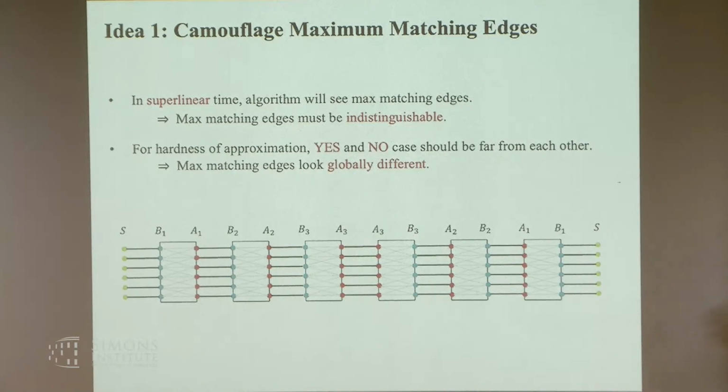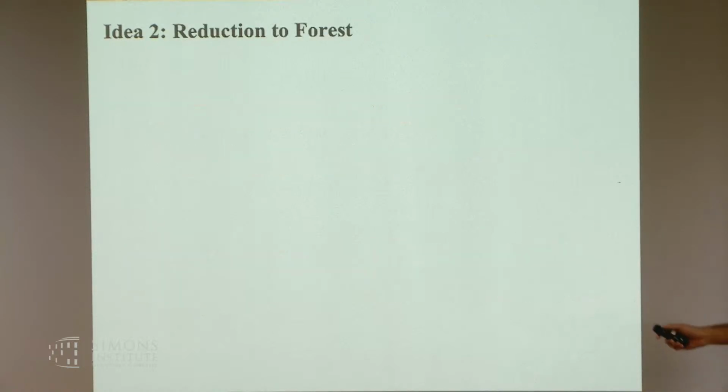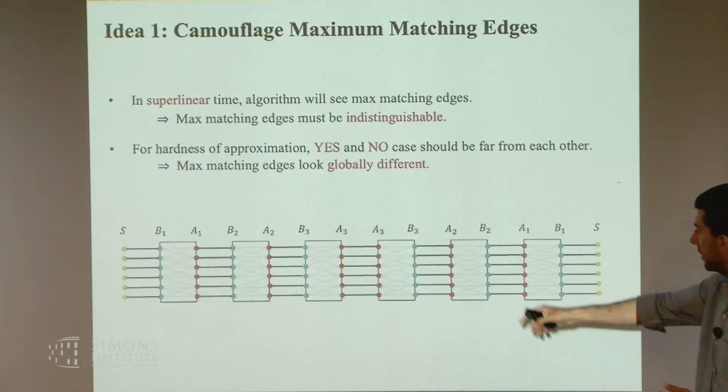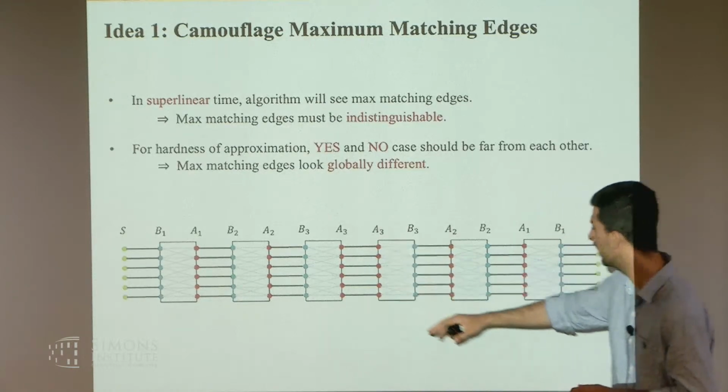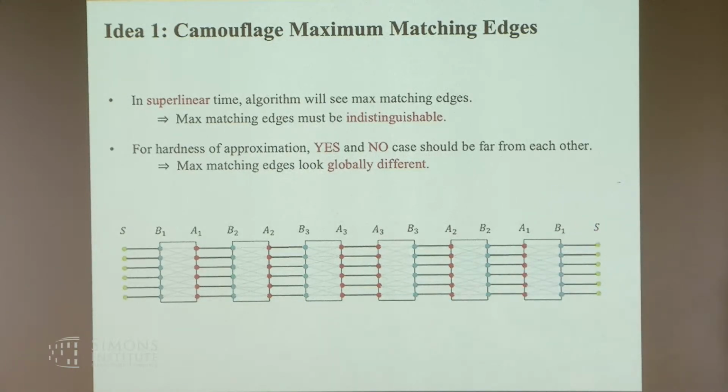For example, in this construction, if you look at the edges of the maximum matching in the middle of this gadget, they are locally similar to other edges. You have to go all the way to these vertices that we call S to see the difference between those edges and the other edges.